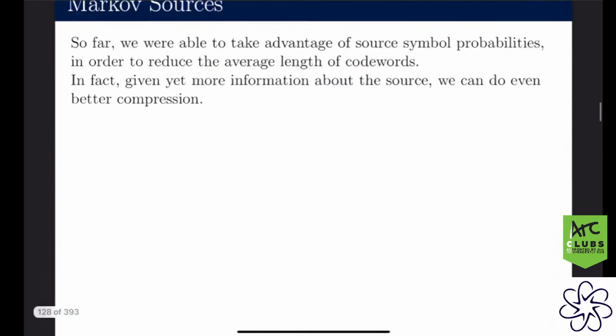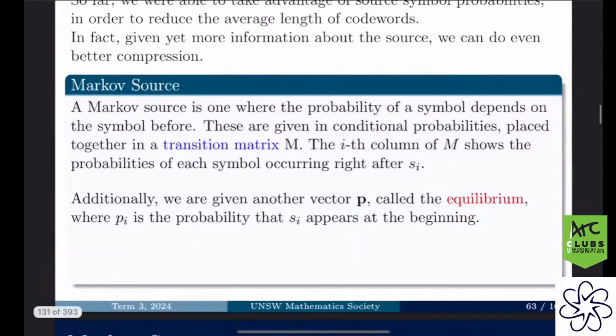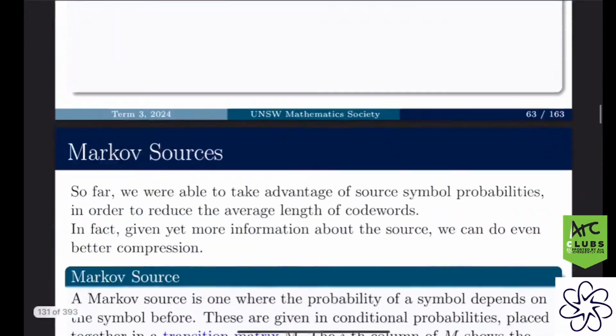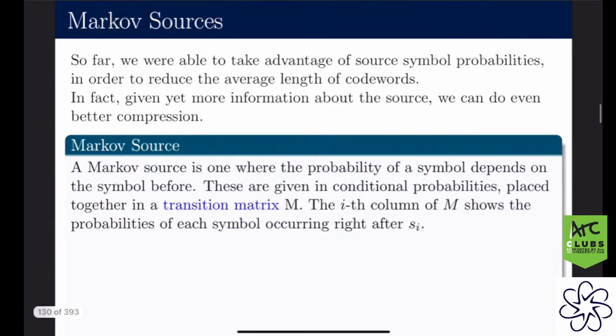Markov sources. Hey, this is a pretty cool part of the course. Let's go down to the full definition. And then, maybe not. We'll start off over here. All right, so far we've been looking at sources where, let me just state what's on the slides instead of trying to make up my own stuff. So far we were able to take advantage of source symbol probabilities in order to reduce the average length of code words. In fact, given yet more information about the source, we can do even better compression. I kind of hope that would be true. If we gained more information about the source and we somehow made code words that were longer, maybe we just shouldn't have learned that information.